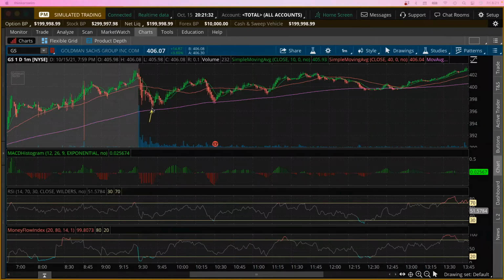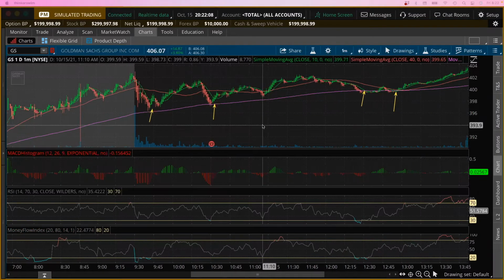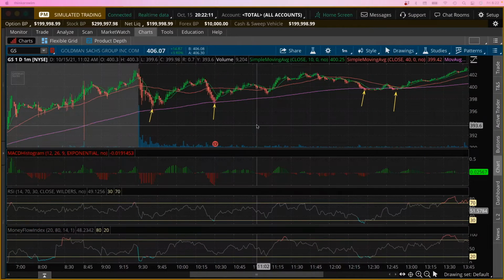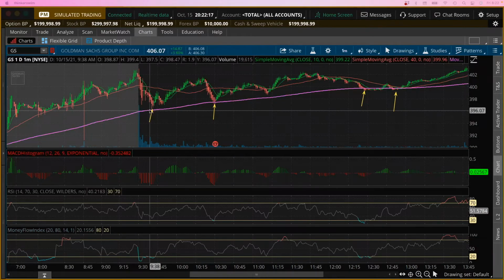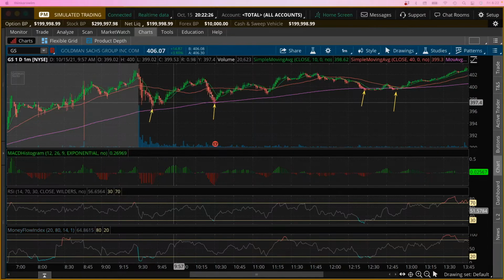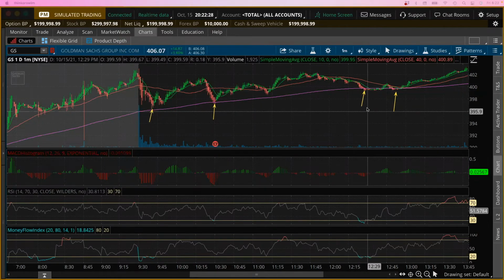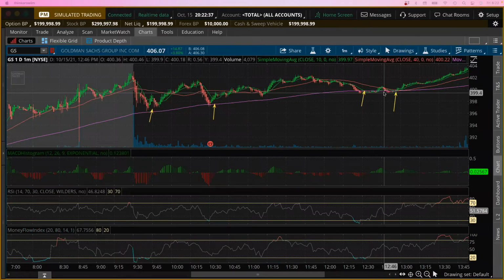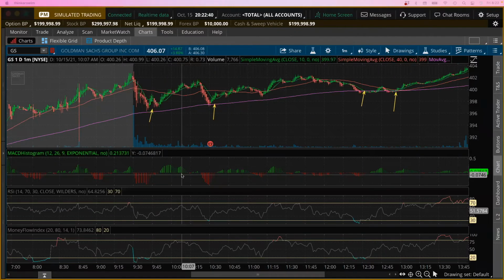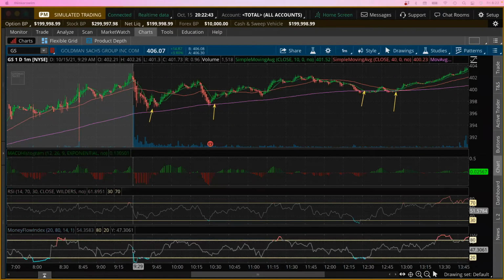So, 1, 2, 3, 4. We can see why the 200 EMA is so important. Because every time that price hits that little border, it bounces. Boom, boom, boom. And you can always tell by this right here, the money flow.